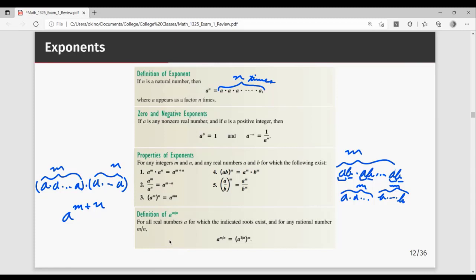And now, for real numbers a, which indicate the roots, or if you have a radical expression, what I mean by radical is a square root or a cube root or anything like that. We'll see later on, I think in the next slide, that this is equal to the power of 1/3 or 1/2 respectively. So if you have something to the power of a fraction, always remember that it's the exponent over the index.